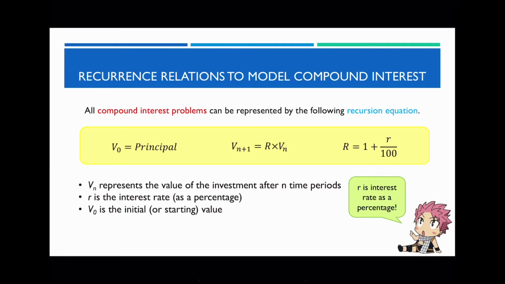Now, as you can see here, because it doesn't follow the arithmetic sequence pattern at all, we have a different general formula to represent compound interest. So all compound interest problems can be represented by the following recursion equation over here. The main difference is that instead of adding, we're multiplying instead, okay? So please copy this down inside your exercise book. And again, the main thing that you need to note is that this R over here is the interest rate, but that is always going to be expressed as a percentage.